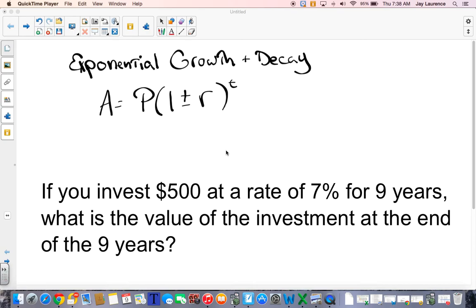This should be a review. We won't spend much time on it, but you are going to see it on the test, so I'm going to refresh your memory about it. This is the equation for exponential growth and decay.